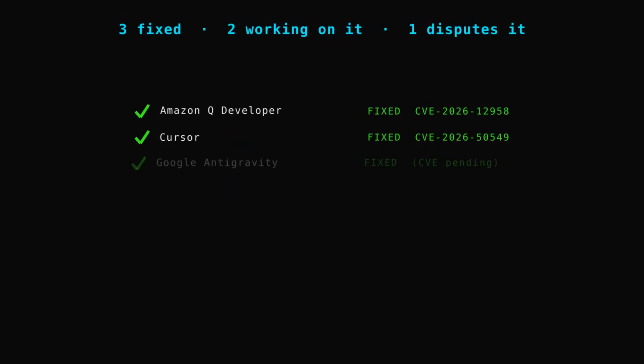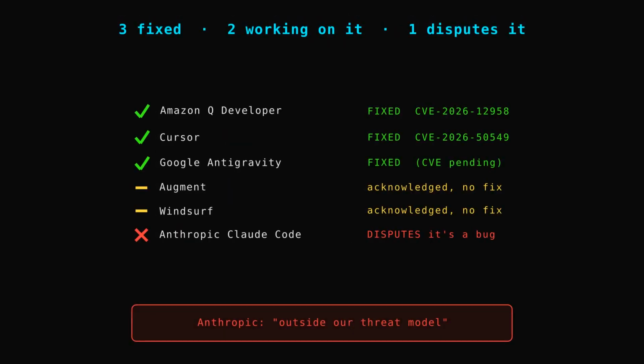So where does everyone stand? Wiz reported it to all 6. 3 shipped fixes: Amazon Q, Cursor, and Google Antigravity, each with a CVE. 2, Augment and Windsurf acknowledged it but haven't fixed it, so don't point them at repos you don't trust. And Anthropic disputes it's a bug at all. Their argument, and it's not crazy: you chose to trust the folder when you started the session, then you approved the edit, so the call was yours. They also say Claude Code's symlink warning shipped back in February. It's a real debate. How far should an agent go to protect a developer who already trusted a malicious repo?